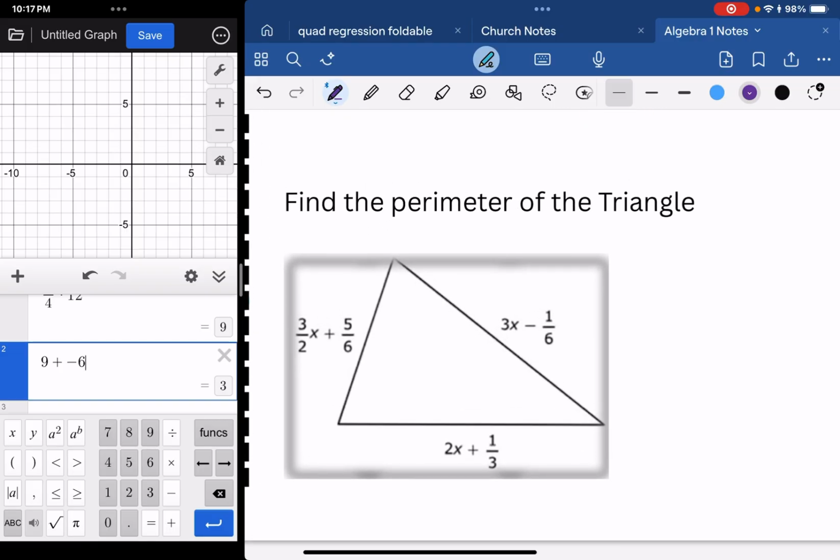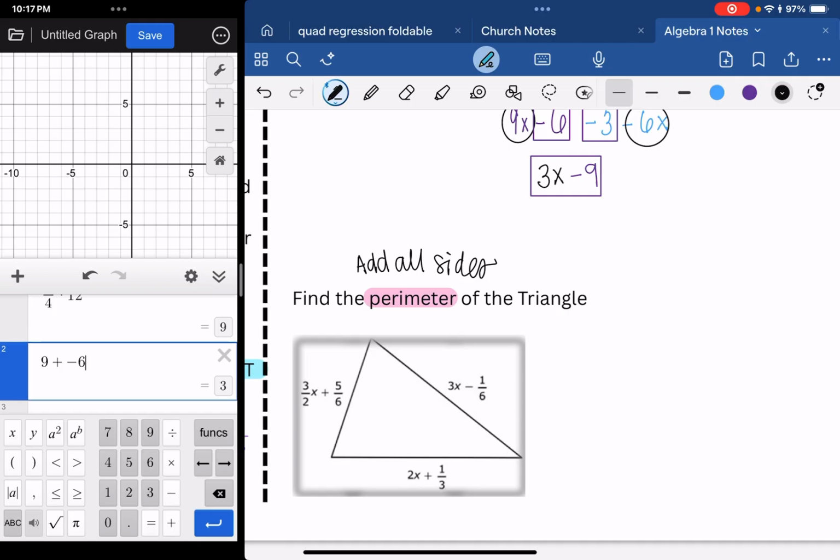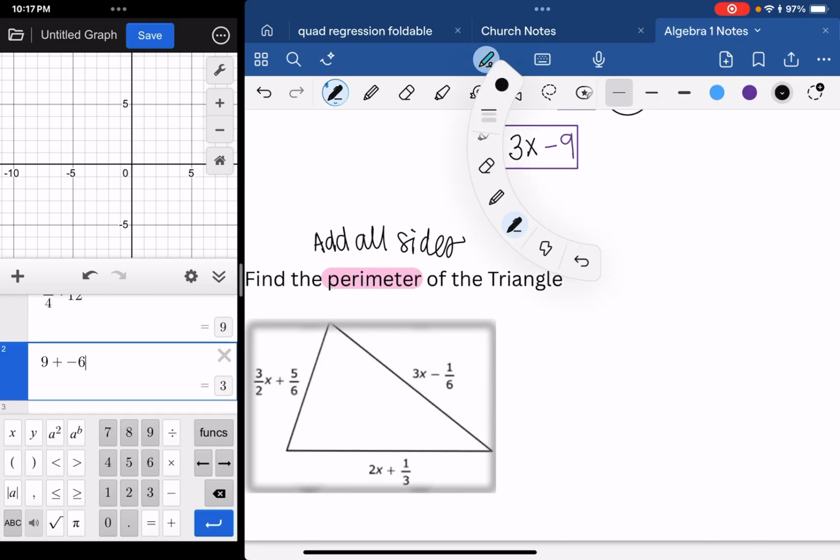All right, last but not least, sometimes you are going to find the perimeter of triangles and all of your sides are expressions. Okay, so remember the definition of perimeter is adding all the sides. So if you don't remember that and you want to put that down, you can put add all sides. So I'm just going to take every side of this triangle and write it out.